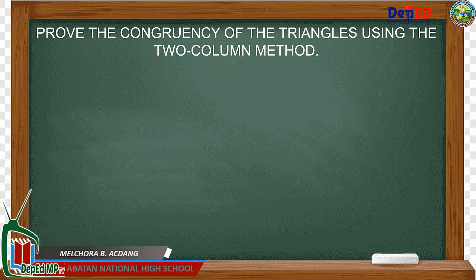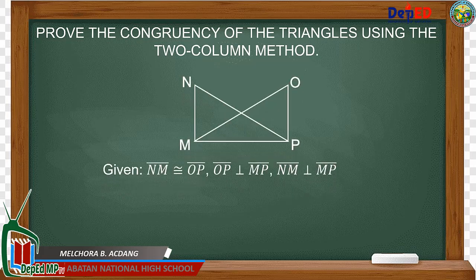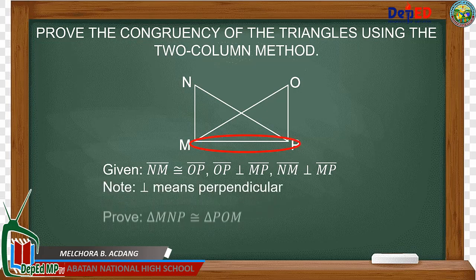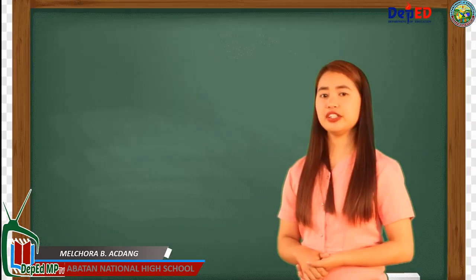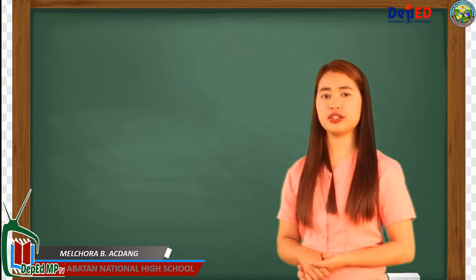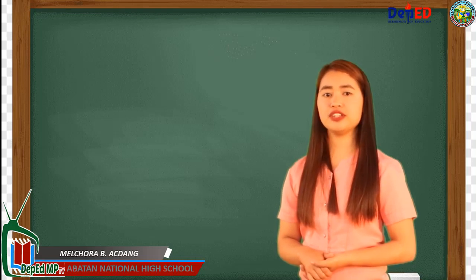Prove the congruency of the triangles using the two-column method. Given: line segment NM is congruent to line segment OP. Line segment OP is perpendicular to line segment MP, and line segment NM is perpendicular to line segment MP. Prove that triangle MNP is congruent to triangle POM. To check your understanding about proving statements on triangle congruence, do the given post activity.